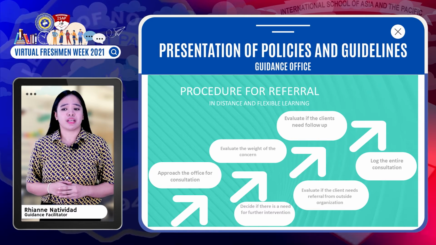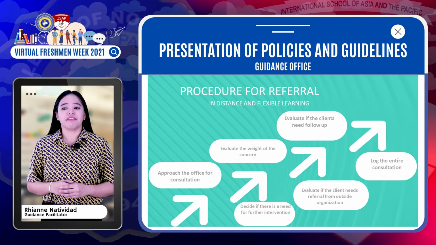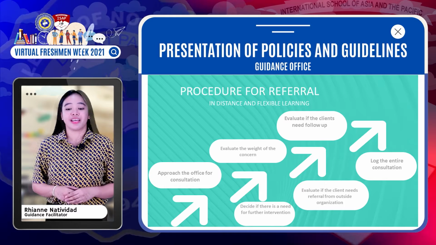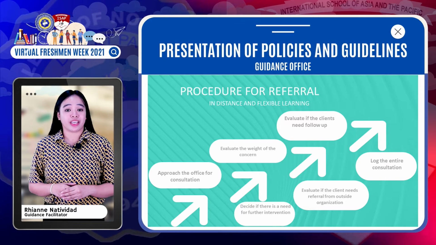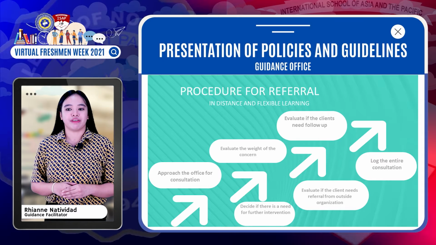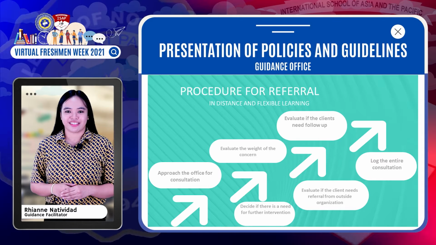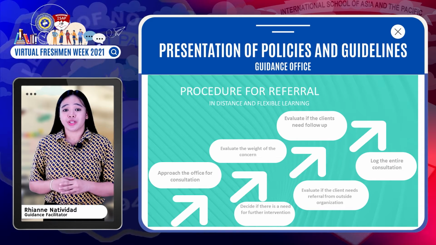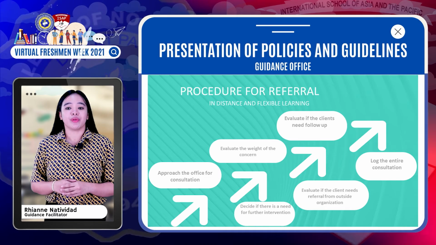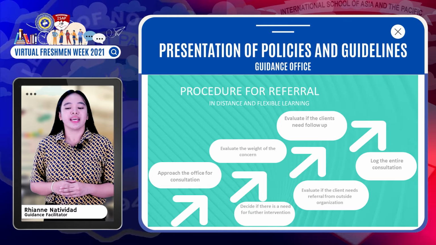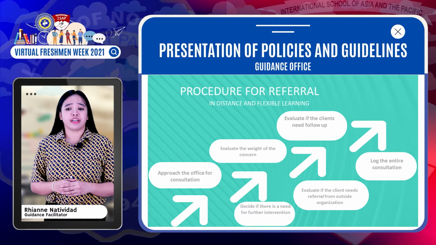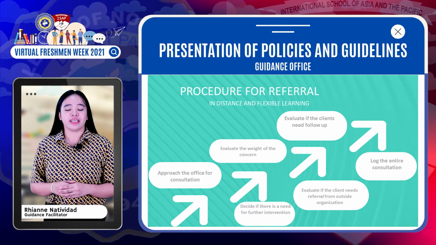Hence, helping professionals from outside organizations will facilitate the intervention needed, will create a report about the case or concern, and will send a copy of the report to the Office of the Guidance Services. Consequently, the guidance personnel will have to keep the report for future reference and log the case or concern in the counseling logbook. For the referral from students, faculty, deans, and program coordinators and other members of the institution, they need to approach the office for consultation.